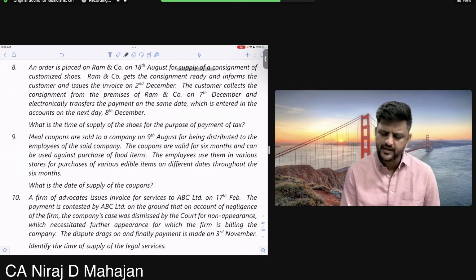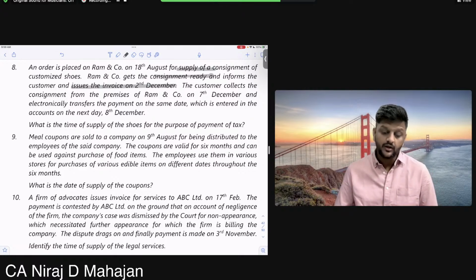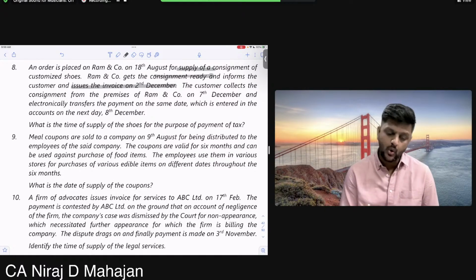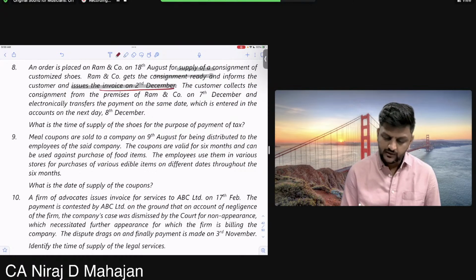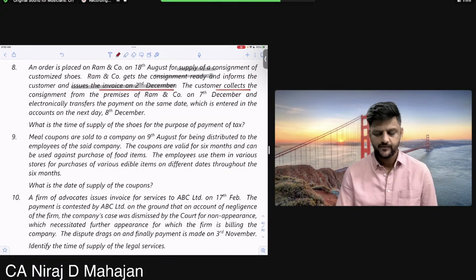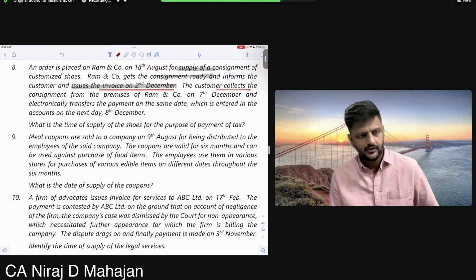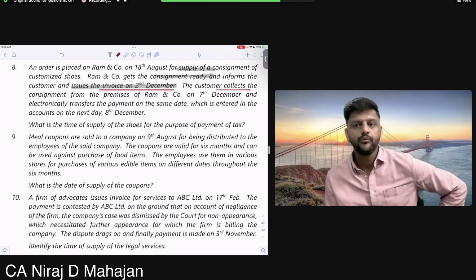Ram gets the consignment ready, informs the customer and issues the invoice on 2nd December. Okay, the invoice date is 2nd December. The customer collects the consignment. It is not movement of goods, children. It is not movement of goods now.